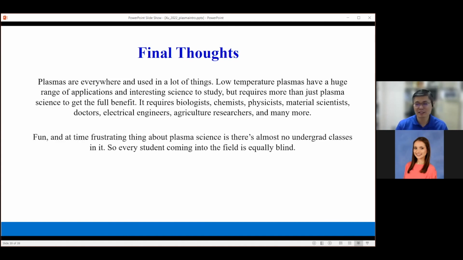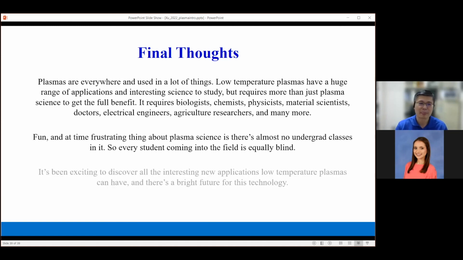So it is a very multidisciplinary field. The fun and sometimes frustrating thing about plasma science is that it is not usually taught at the undergraduate level. So it's not really evident to students that this is an area of interest or even something that exists. That's good in that almost every student coming into the field is equally blind. Whether you come from an engineering, physics, or chemistry program, in terms of your plasma knowledge, you're probably all in the same boat. And for me personally, it's been very exciting to discover all the new applications for low temperature plasmas. I believe there's a very bright future for this technology and for the field.